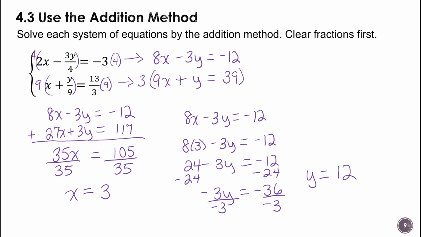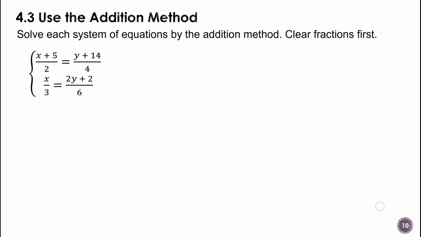All right. So my solution to this system is (3, 12). Remember, if you were graphing, these two would intersect at (3, 12). Wouldn't be the greatest one to have to graph, though. Okay, one more question on this lesson and we're finished with that.